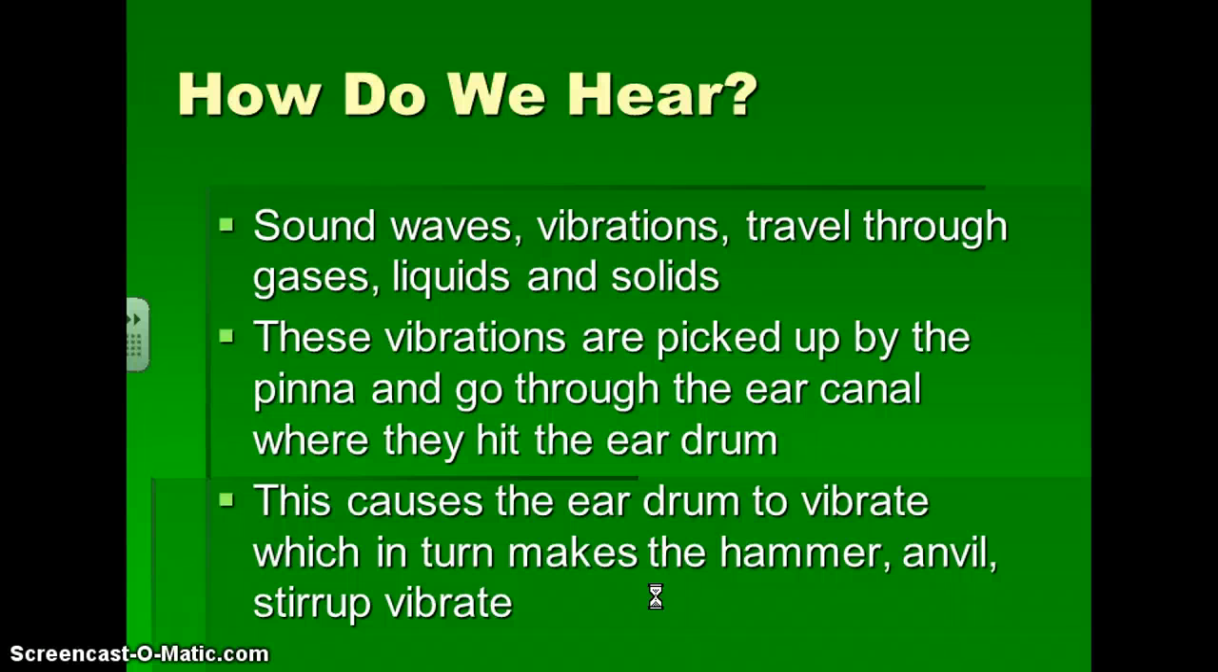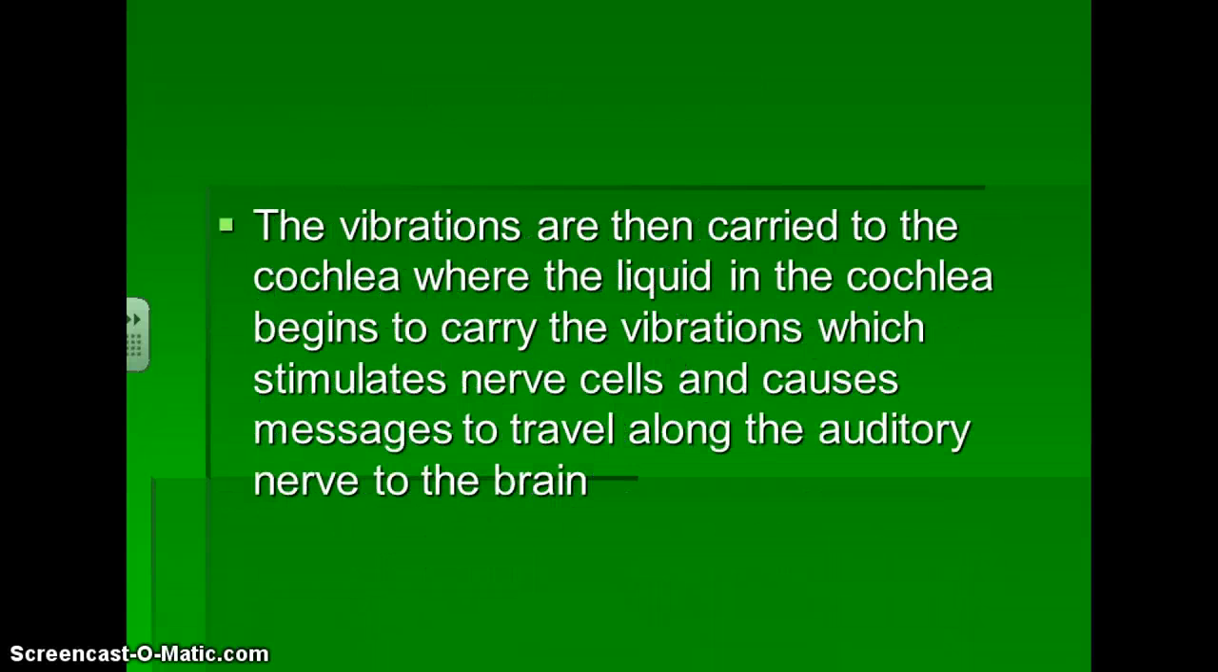So how do we hear then? Well, sound waves are vibrations. They can travel through gases, liquids, and solids. These vibrations are picked up by the pinna, that outer part of the ear that we can see, go through the ear canal, and hit the eardrum. This causes the eardrum to vibrate, which makes the hammer, anvil, and stirrup also vibrate. These vibrations are carried to the cochlea, where the liquid in the cochlea carries the vibrations and stimulates those nerve cells, which causes messages to travel along the auditory nerve and into the brain.